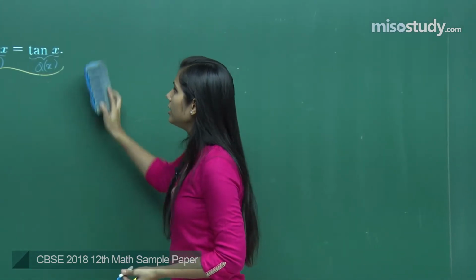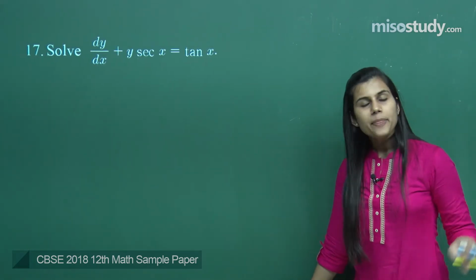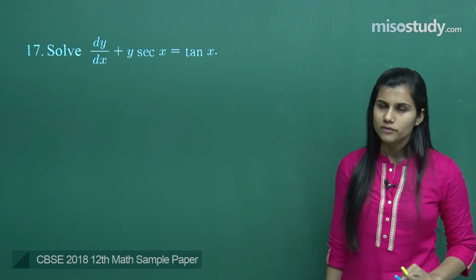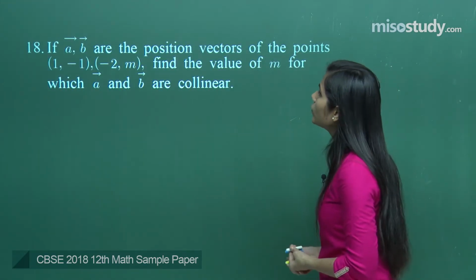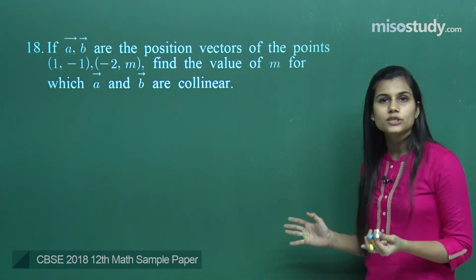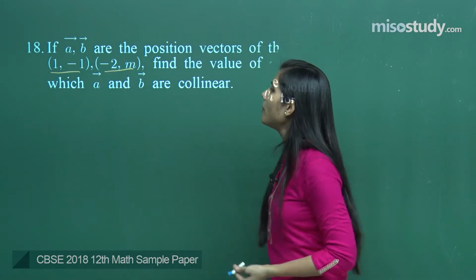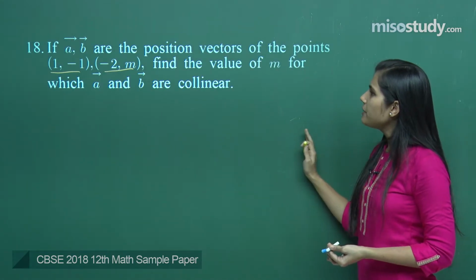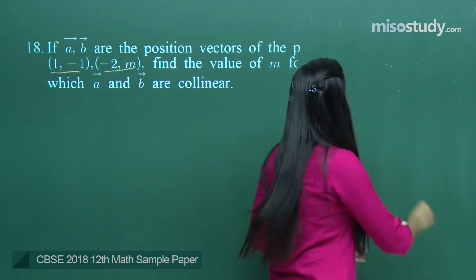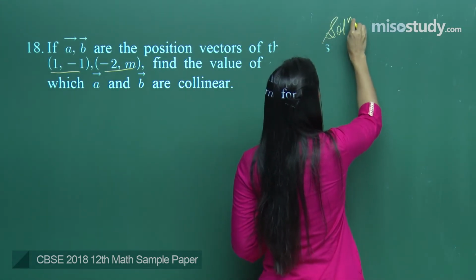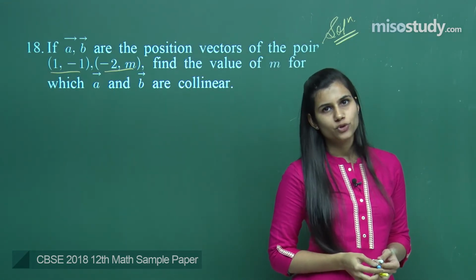So that's how you have to decode what your differential equation is and then proceed with how it should be solved. Let's see what happens to be the 18th question. Over here I am given the position vectors of 2 points, 1, minus 1 and minus 2, m. Find the value of m for which these two vectors are collinear. It's obvious that the concept of collinearity of two vectors is being used over here.